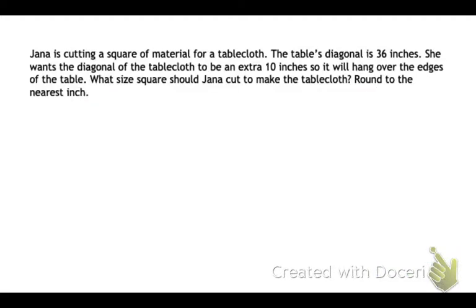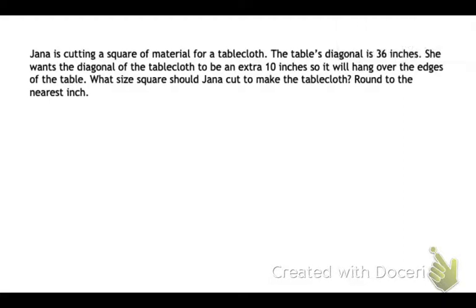So one last example. Jana is cutting a square of material for a tablecloth. The table's diagonal is 36 inches. She wants the diagonal of the tablecloth to be an extra 10 inches so it will hang over the edges of the table. What size square should Jana cut to make the tablecloth?